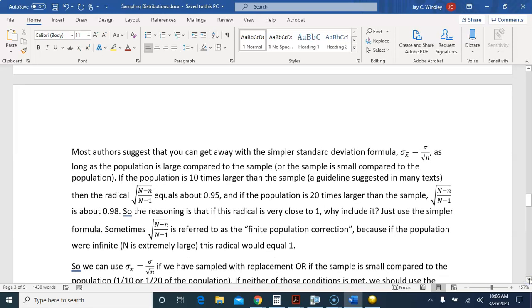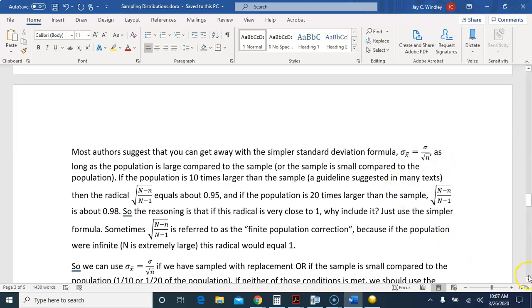So most books say that you can use the simpler version of the standard deviation formula as long as the population is large compared to the sample, or conversely, the sample is small compared to the population. The reason for that is if the population is 10 times larger than the sample, then this radical is 0.95. And if the population is 20 times larger than the sample, then this radical is about 0.98. And the point is that this radical gets closer and closer to 1 as the population becomes really large compared to the sample. So many authors reason that if this radical is close to 1, then you can just leave off the radical and go with the more simple formula.